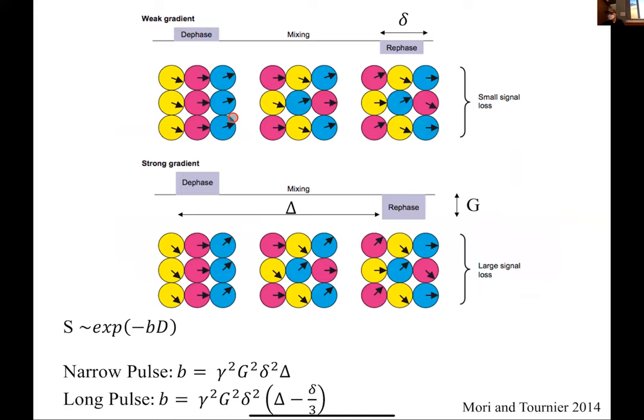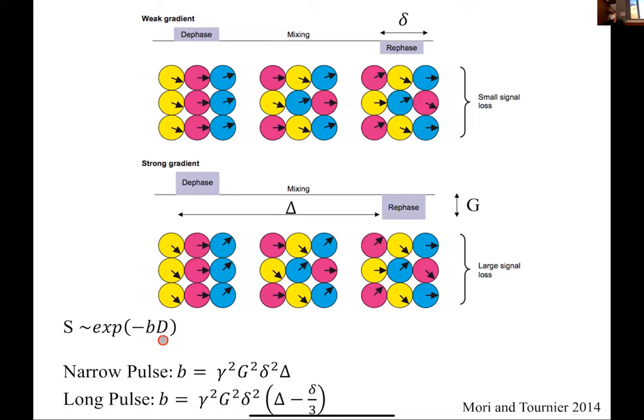This is just another picture showing that we turn on the gradient and then we reverse it. There's this mixing time now, which we're calling delta, okay? And the size of the gradient. And it turns out that the signal then is proportional to the exponential of minus b times D, where D is the diffusivity. Okay, so the more diffuse things are, the bigger bD is going to get. So the signal is going to go down because e to the minus bD, right?